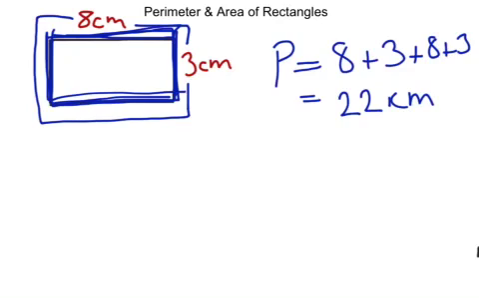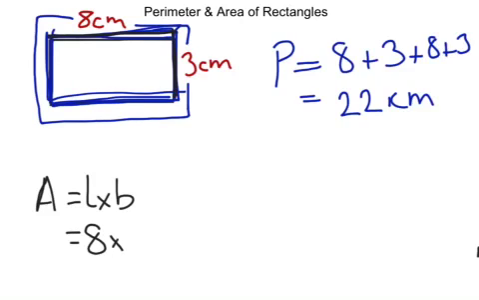The area of any rectangle or square is equal to the length times the breadth. In this rectangle, the length is 8 centimeters and the breadth is 3. And so if I was starting any question on this, I would write down this formula first and then fill in the formula. So the length is 8 and the breadth is 3, and so that's 24.